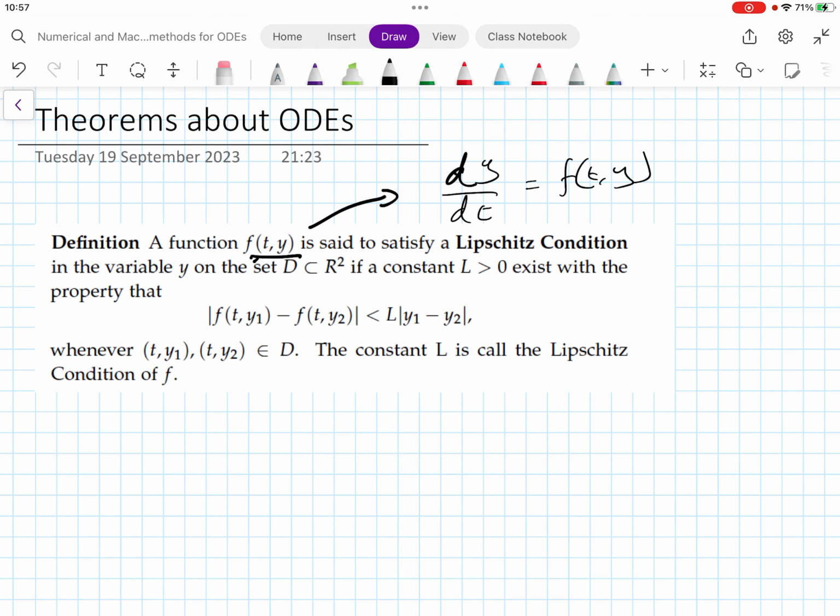It's said to satisfy a Lipschitz condition in the variable y on a set D, which is a subset of the real numbers, R squared, if a constant L exists with the property that |f(t, y1) minus f(t, y2)| is less than or equal to our Lipschitz constant L times |y1 minus y2|, whenever (t, y1) and (t, y2) are elements of the domain we're interested in. The constant L is called the Lipschitz constant of f. So that's our definition, and it is very important.